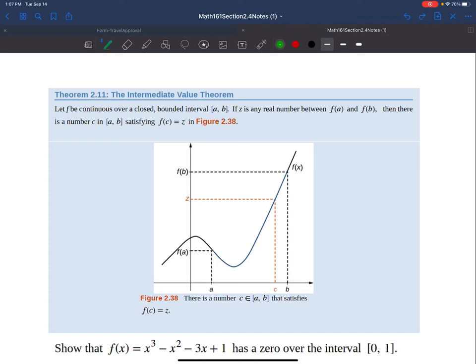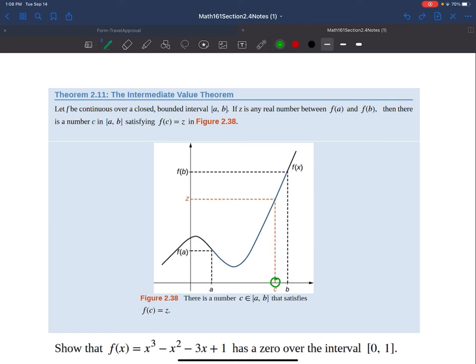If Z is any real number between f of A and f of B, so if I have a function here, you can see my picture of the function. I have some random function with my f of A and my f of B, and my A and B are set here, and I pick any value in this area between f of A and f of B. I just arbitrarily picked one there. Then there has to be a number C in [A, B] that, when I plug it through the function, gets me to Z.